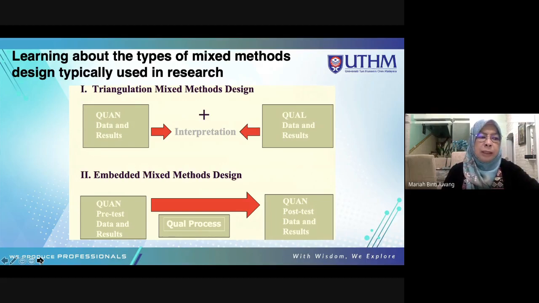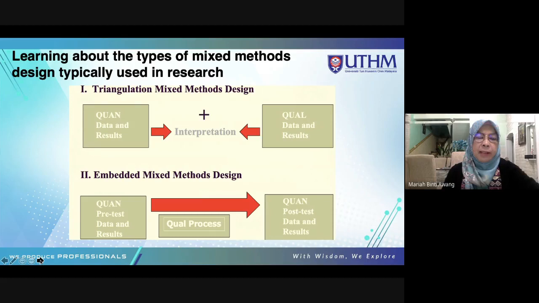So now we see the types of mixed method design typically used in research. The first one, triangulation mixed method design. So for this design, normally we have quantitative data and result, plus or combined with qualitative data and result. With both combined, we have to do interpretation from both data and results.